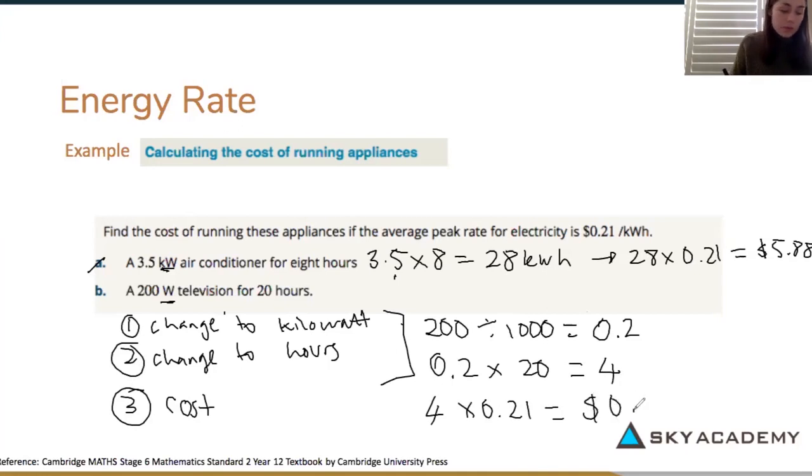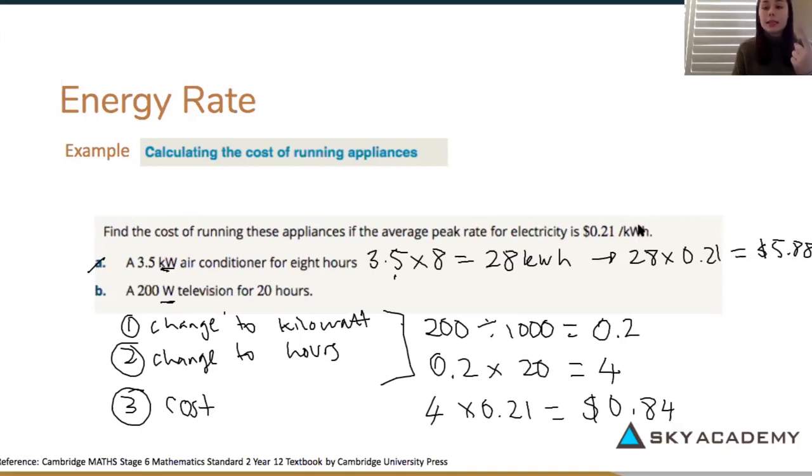So energy rates or electricity is quite simple, but the trick is to make sure your units are the same. So if your unit is only kilowatt and you need to make it kilowatt hours, then you have to change it and times it by the hours. If your unit is only watts and you need to change it to kilowatt hours, you have to change it to kilowatts and then you have to change it to hours.